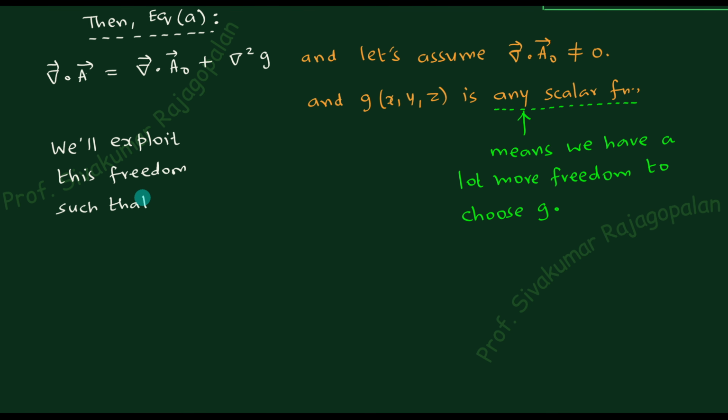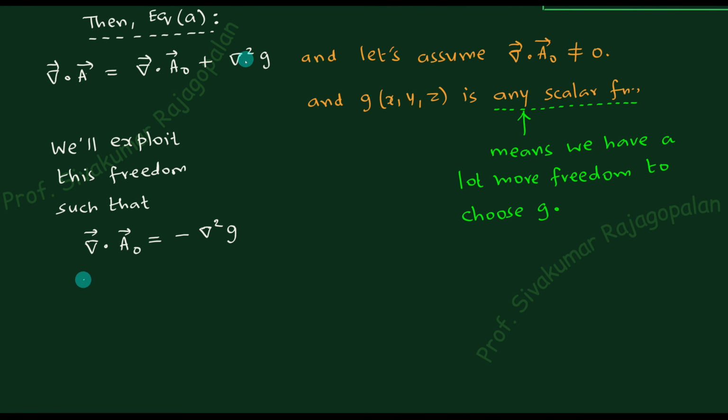In what way we are going to choose is in such a way that the divergence of A naught is exactly equal to the negative of the del square of G. So you need to understand what is the meaning of this. You already know about this. We have been seeing this equation, and what we know about the divergence of A naught is it is not equal to 0. Okay, that's fine. Now since this is not equal to 0, you have a freedom, you have infinitely many freedoms.